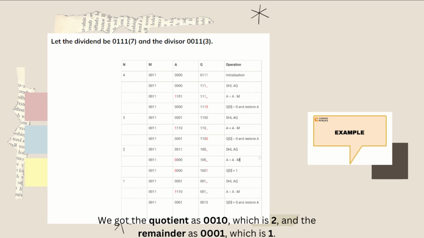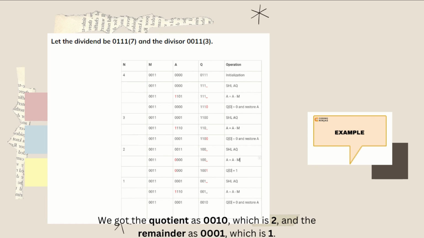After performing shift left, subtract M from A. So the result is 1101. Now the MSB bit of A is 1, which indicates negative. So we are supposed to restore the value of A. So the result is 0011. After restoring, we get the value of A as 0.